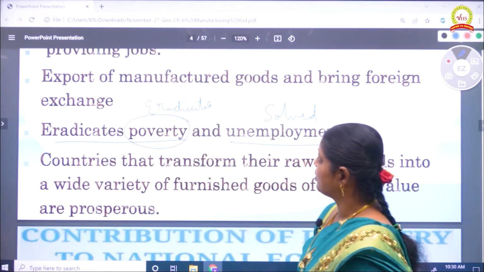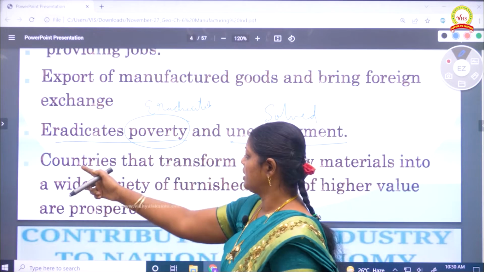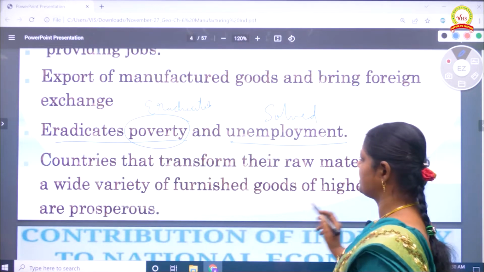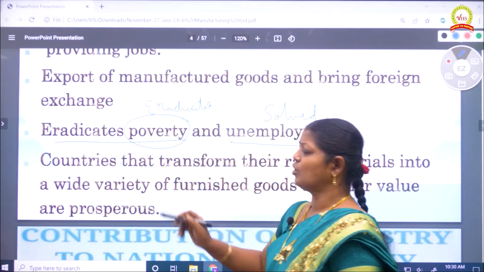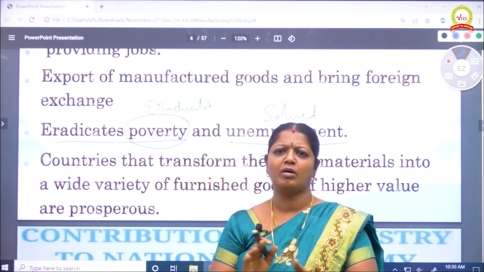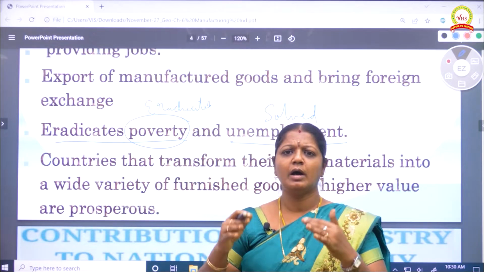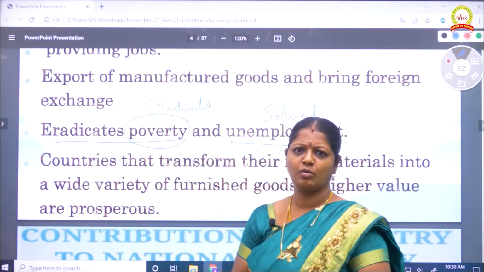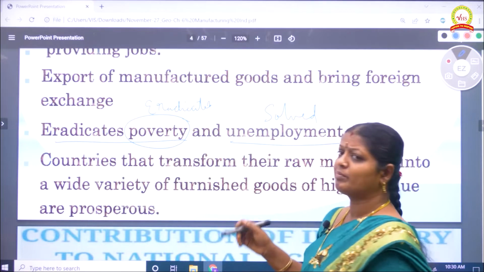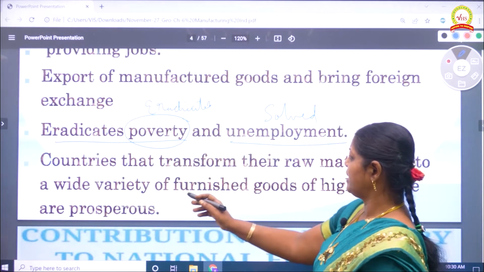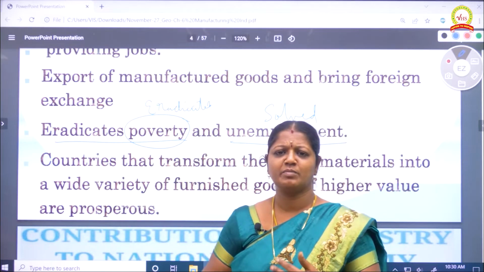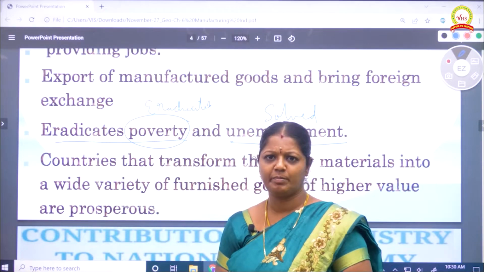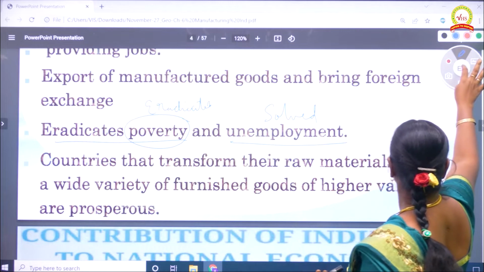Next, what is the other importance of the manufacturing industries? The countries that transform their raw material into a wide variety of finished goods have higher value of prosperity. That means many countries don't concentrate on producing only one product from a raw material. We have to produce multiple products from the same raw material. Such countries become developed countries. So they are telling that countries that transform their raw material into a variety of finished products will get high prosperity. That means those countries will grow into very rich economies, and they will become developed countries.